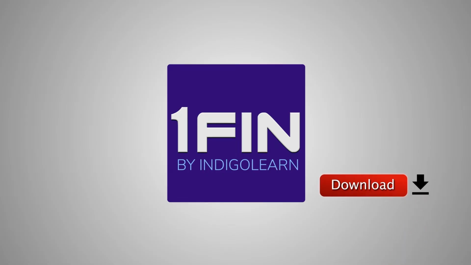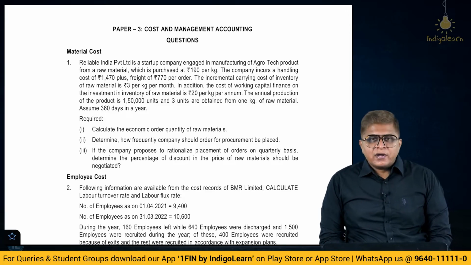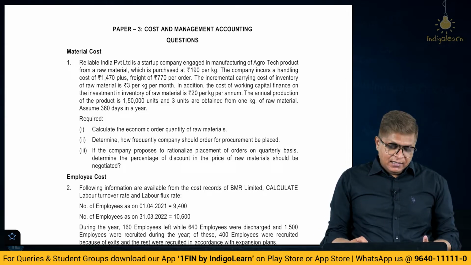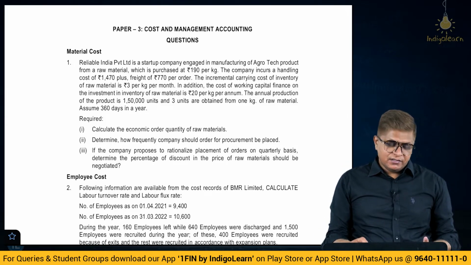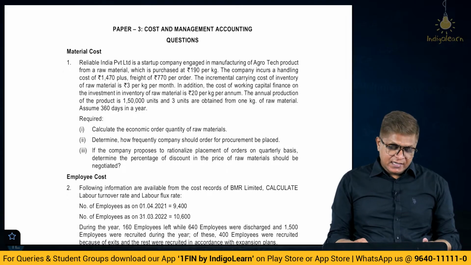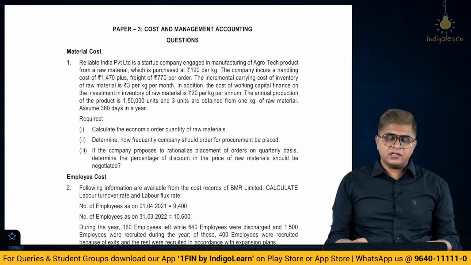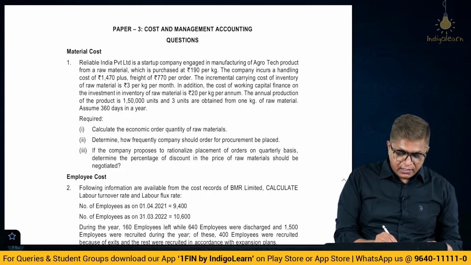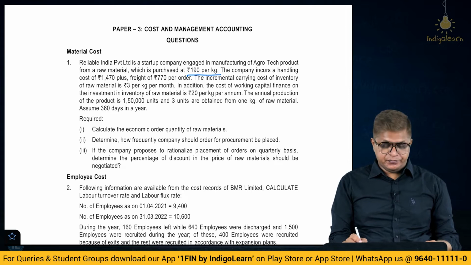Hi friends, so let's look at the RTP for May 2023. Now, the first question that they have given here is from material costing. So let's look at the question. Reliable India Private Limited is a startup company engaged in the manufacturing of agro-tech product from a raw material which is purchased at rupees 190 per kg.